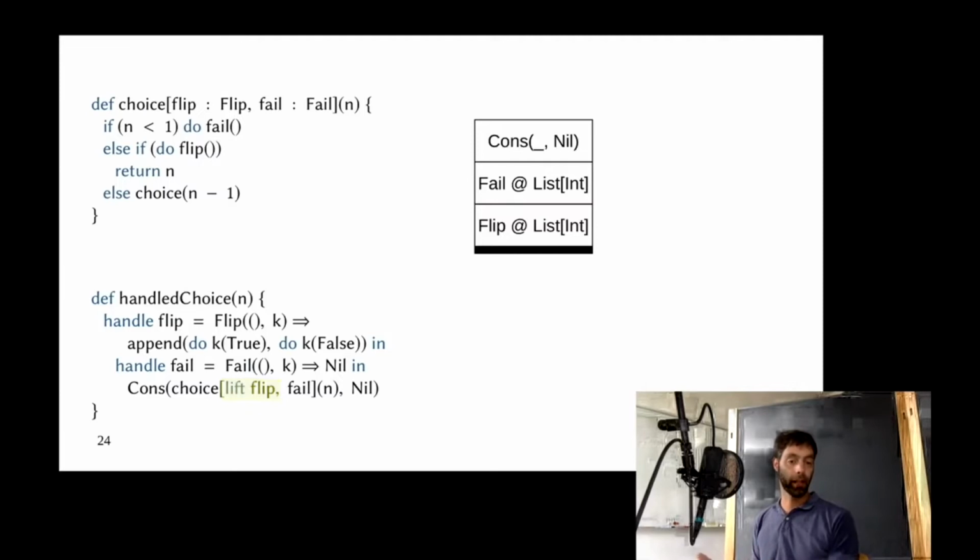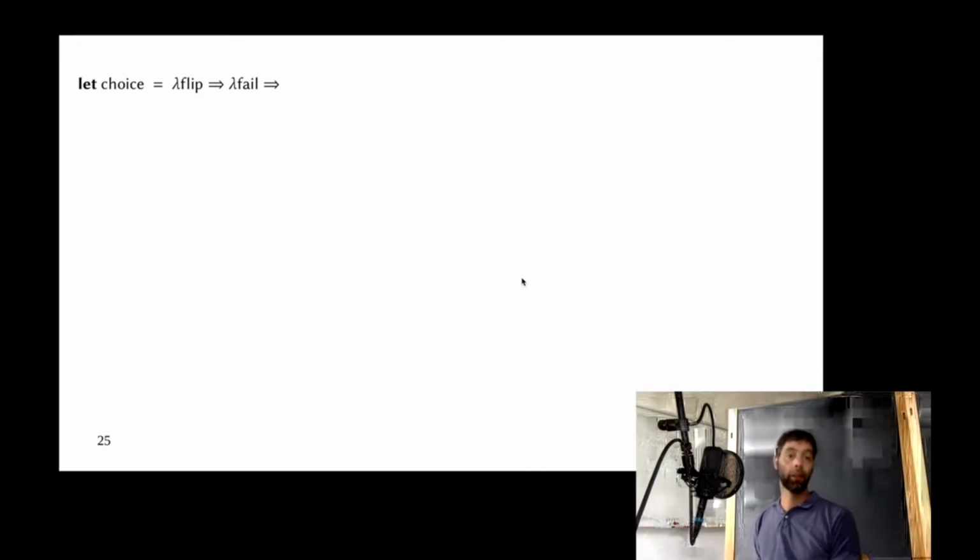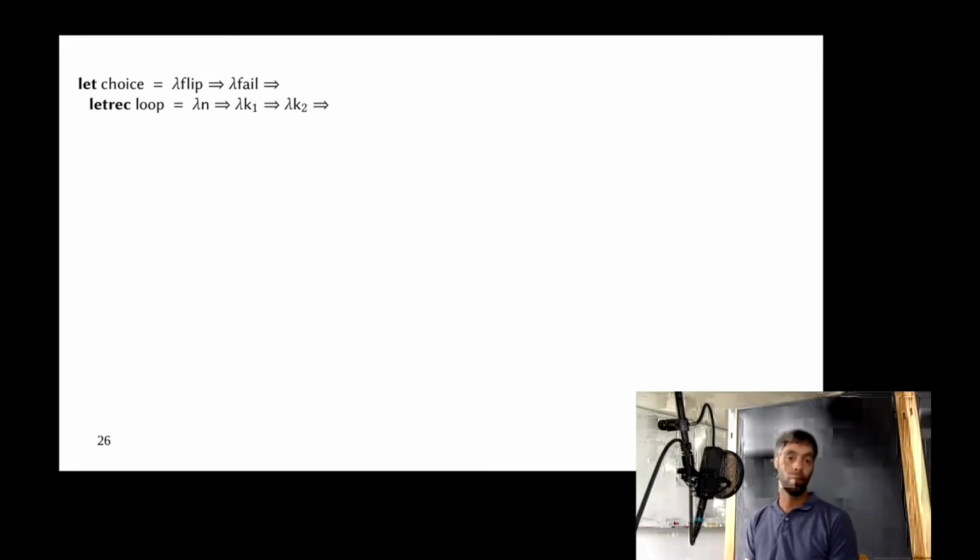Guided by the stack shape, we translate our program to iterated continuation passing style. It is like ordinary continuation passing style, but with a twist. So the translation looks like this. We have the effectful function choice, and it abstracts over capabilities flip and fail. This is ordinary lambda abstraction. We then define a recursive function loop in iterated continuation passing style.